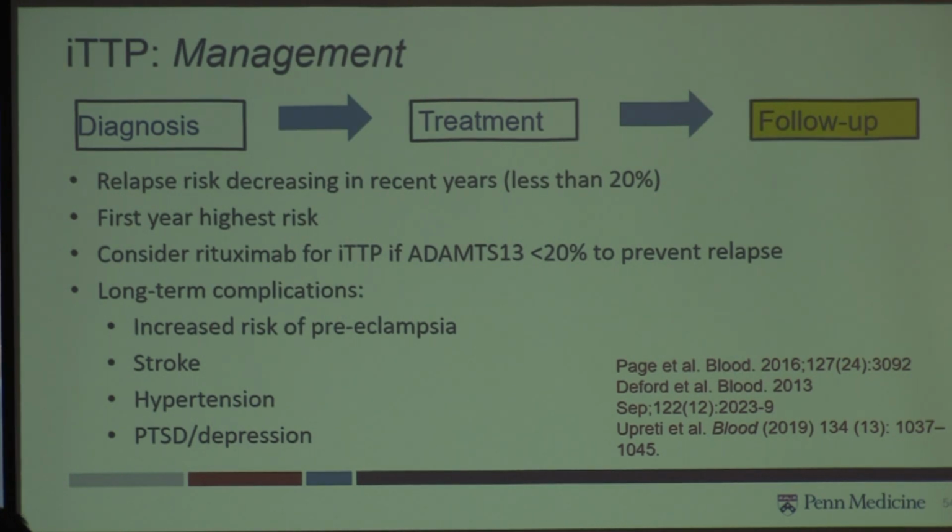And so we now kind of consider preemptive treatment for patients who don't yet have a TTP relapse, but have low ADAMTS13 levels. We also know that even outside of just TTP episodes, patients who have had a prior episode also have long-term complications, such as increased risk of preeclampsia if they go on to become pregnant, strokes, hypertension, and because this is such a traumatic event that they've never heard of this diagnosis often before when they come into the hospital, there's a high incidence of post-traumatic stress and depression.